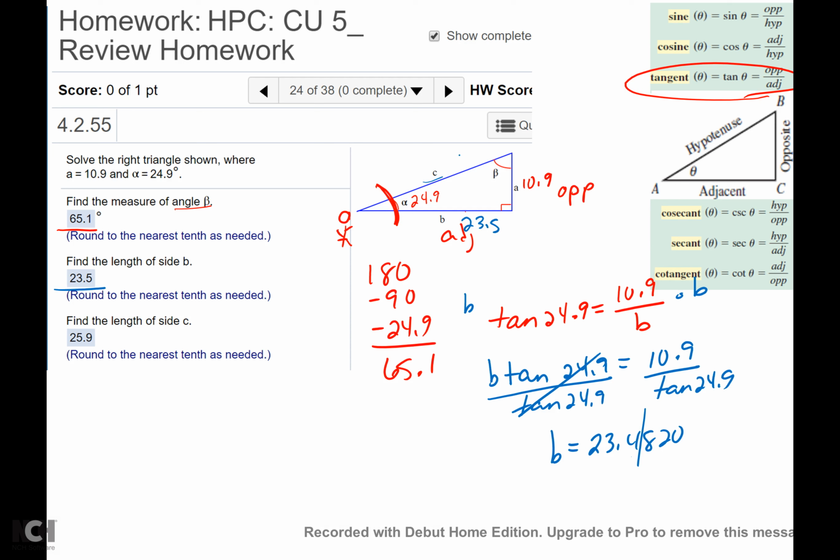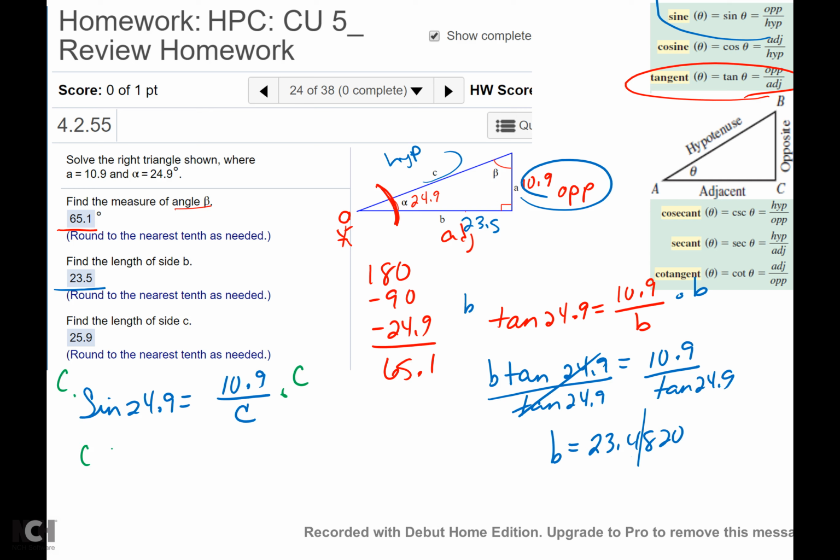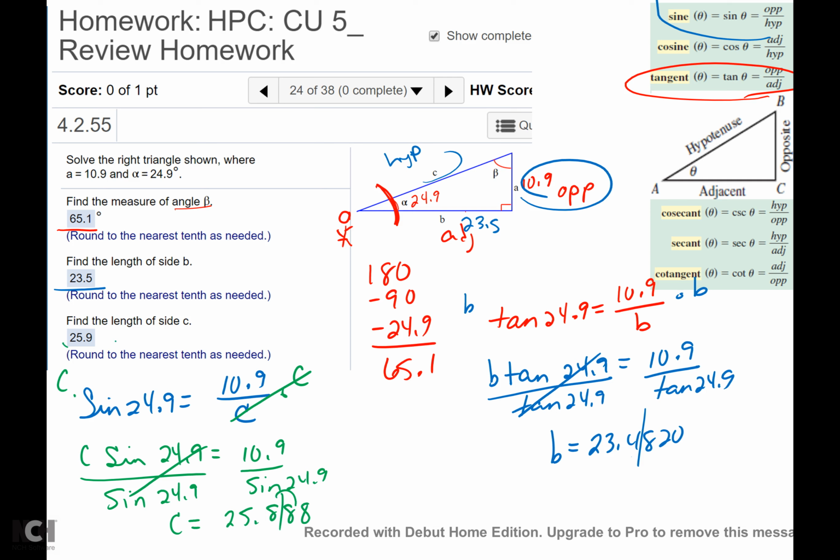And now I need to find C, which is the hypotenuse. So if I use opposite and hypotenuse, that would be sine. So if I do sine of 24.9, that is opposite, 10.9, over hypotenuse, which is C. So to get C alone, I'm going to multiply by C. I get C times sine 24.9 equals 10.9. And to get C alone, I'm going to divide by sine 24.9. And I get C equals 10.9 divided by sine 24.9, and I get C equals 25.888, and if I round, that's 25.9. Yeah, that's solving a right triangle.